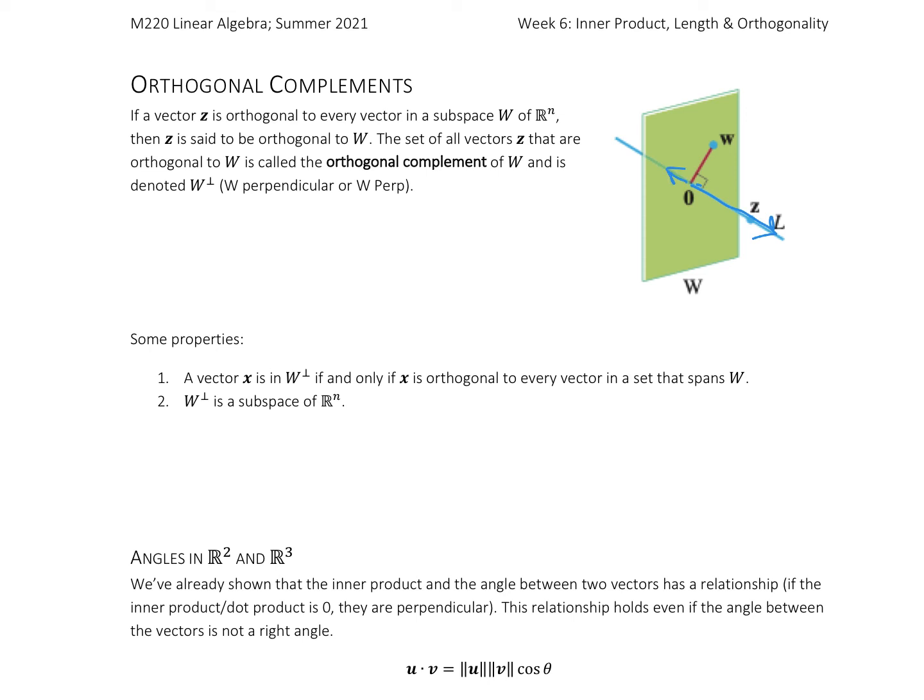Now I could also move that Z vector anywhere else, right? As long as wherever I move my L or my Z, as long as it's still perpendicular to the plane, then it's still a part of this subset W perpendicular, or W perp.